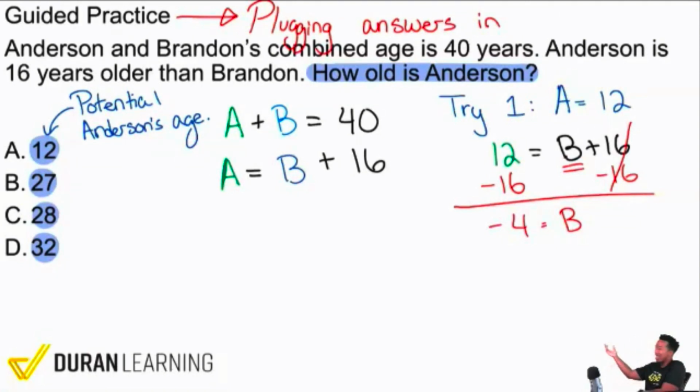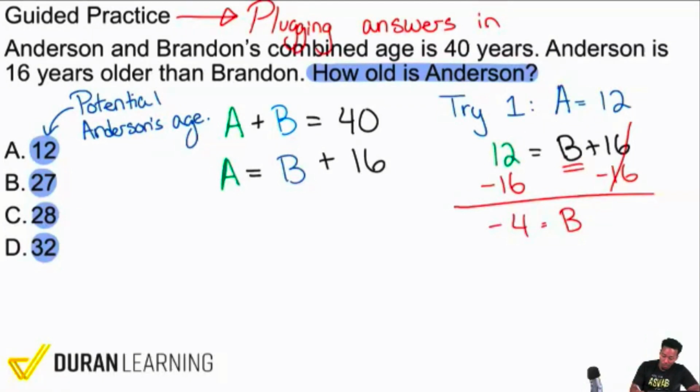Does everybody see how that just doesn't make sense? If you plugged in 12 for Anderson's age, Anderson's supposed to be 16 years older than Brandon. If Anderson isn't at least 17 years old, or even 16 maybe, this just isn't making sense. Yes or no, does me saying that this doesn't make sense make sense? Let me know. So this is what I mean by plugging in the answers. Plugging in A equals 12, that isn't going to work.